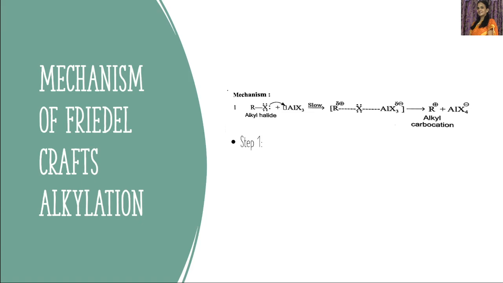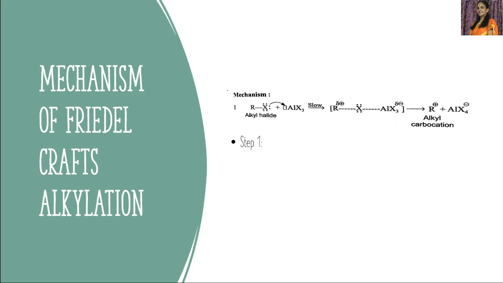So alkyl halide donates this X minus to this AlX3, which is a Lewis acid, which has a vacant orbital which can accept a pair of electrons. So this X minus forms a bond with AlX3 to form AlX4 minus. You can see AlX4 minus.